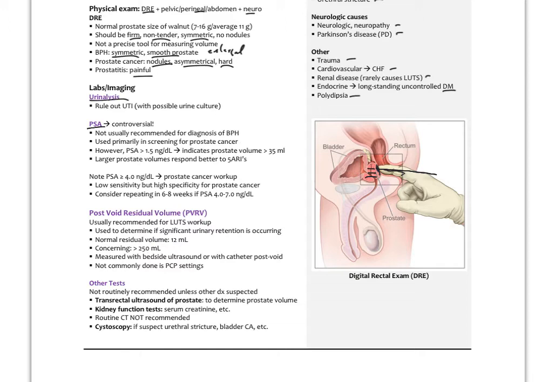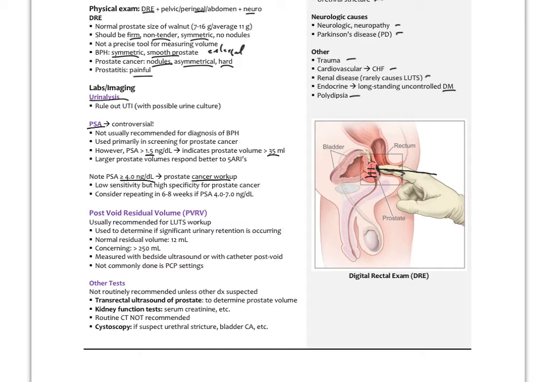But basically, normal PSA levels will be between 0 and 4 nanograms per deciliter. When they get above 1.5, that indicates the prostate volume is over 35 milliliters, so it's indicating enlargement. And PSA levels of 4 or above really are going to trigger a prostate cancer workup. So we can use PSA levels to kind of tell us, okay, do we need to go further and do the prostate cancer workup?